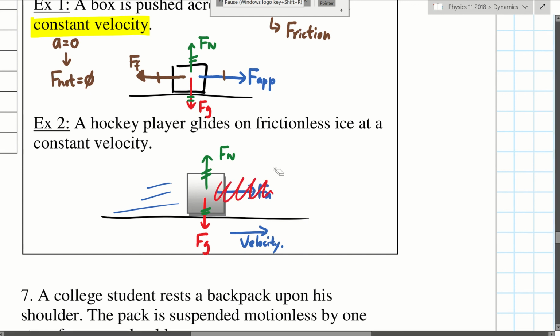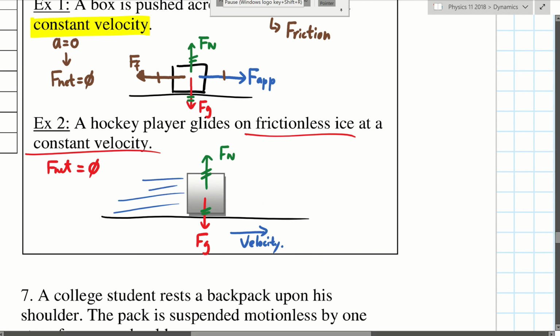Because if you draw that applied force there, then there's no longer a way for us to maintain constant velocity, which is F net equal to 0. Because if you draw the applied force on there, we'll have to add friction on the other side in order to balance this out. But the question just says frictionless ice. We can't add the friction to balance it out. So that means we also cannot have an applied force.